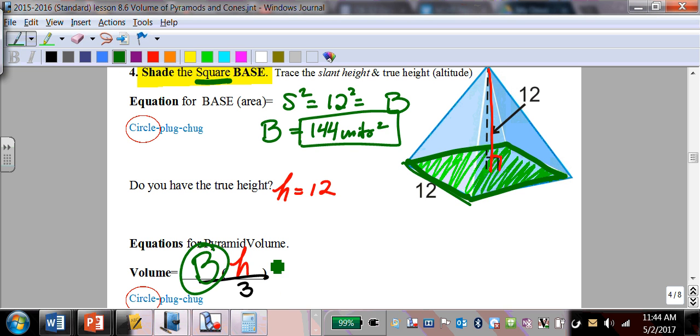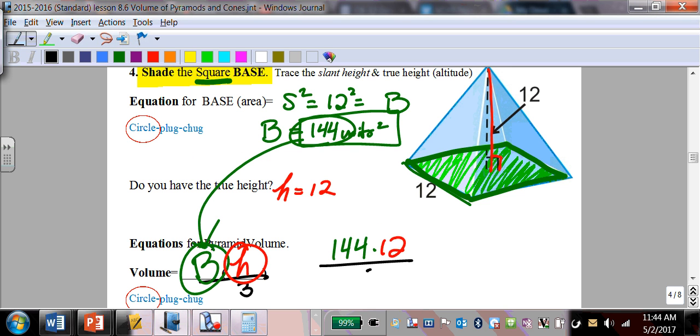Ready? Circle the capital B. Now come up here, Zach. What is our capital B that we're plugging in? 144. So we're going to go 144 times. Circle the H. Nathan, what's our H? 12. And Jared, we're putting it over what? 3. Fabulous. Now we're going to take the 3 into the 12. Tyler, 3 goes into 12 how many times? 4 it is. Ready? So in the margin, 144 times 4.